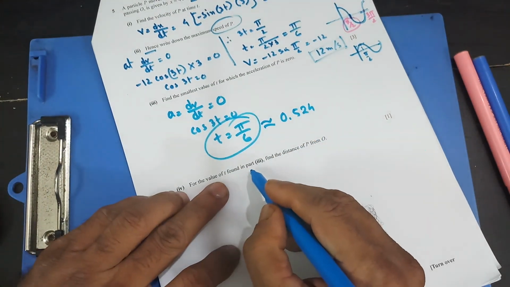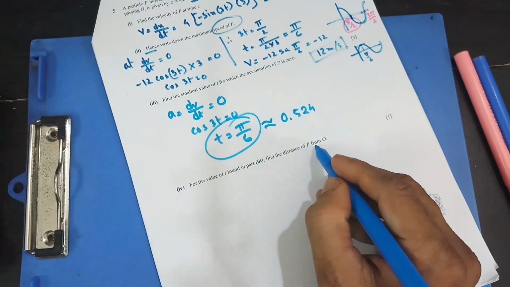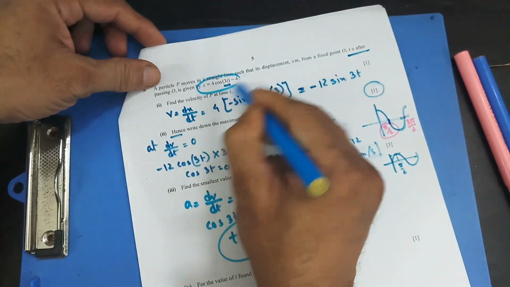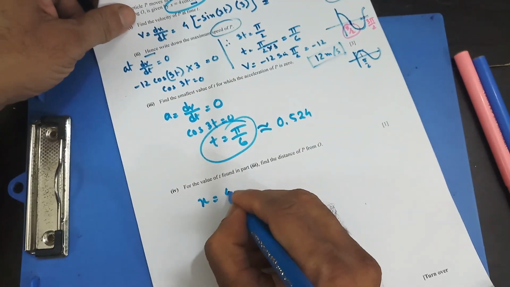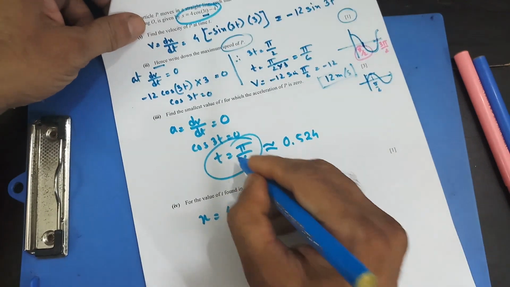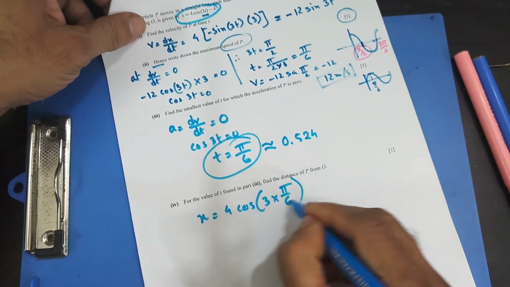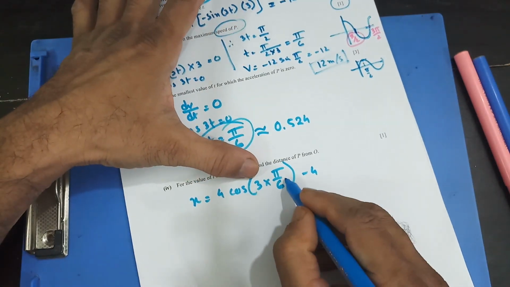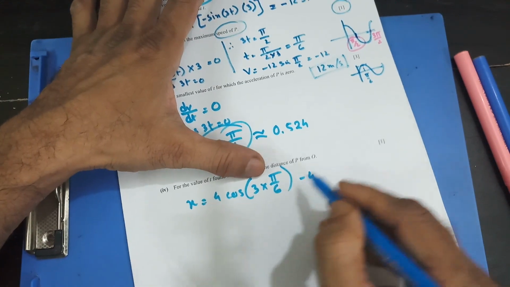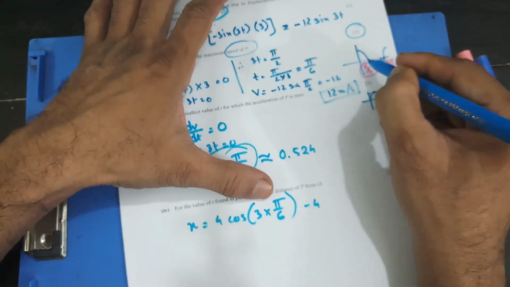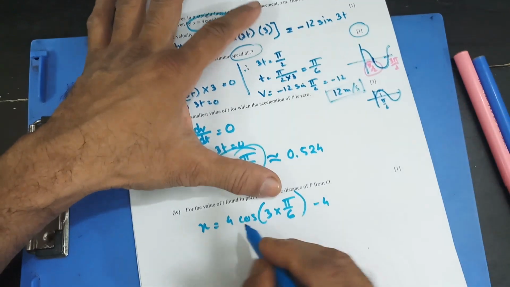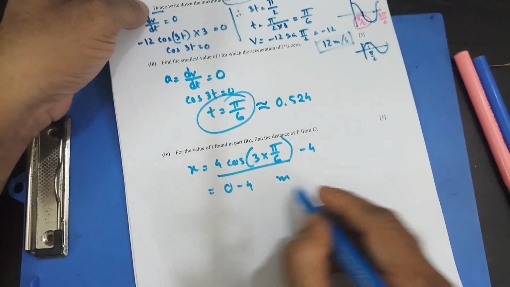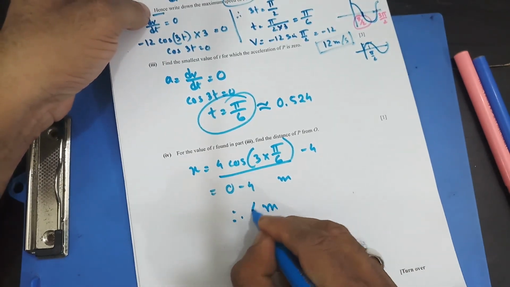For the value of t found in part 3, find the distance of P from O. So the distance from O is given by the displacement given initially. So x equals 4 cos 3 times pi by 6. See that? The 3 crosses out with the 6, so it's going to be really nice. That's pi by 2, which is 90, and we have seen in the cos graph that cos 90 equals 0. So this whole thing becomes 0 minus 4, that's 4 meters in the opposite direction. So the answer would be 4 meters.